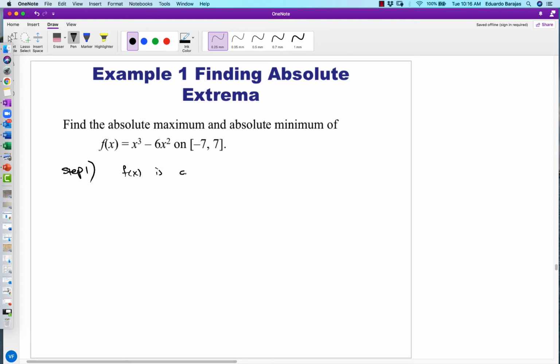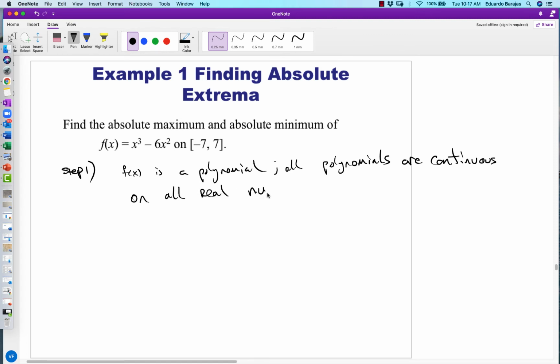F of x is a polynomial, and so we know it's continuous. All polynomials are continuous on all real numbers, from negative infinity to infinity. So if f of x is continuous on all real numbers, certainly it's continuous on the interval from negative 7 to 7. Thus, f of x is continuous on the interval from negative 7 to 7. No problem.